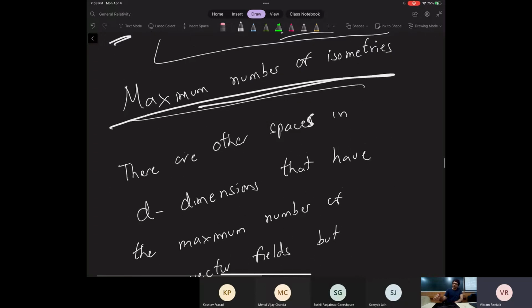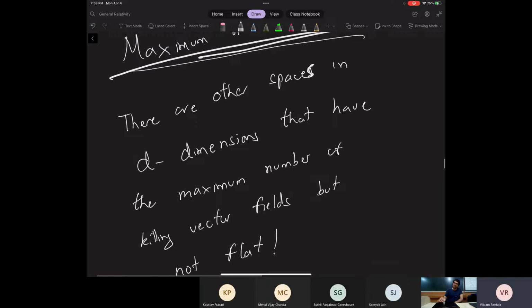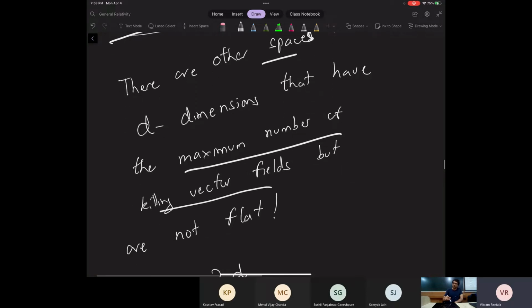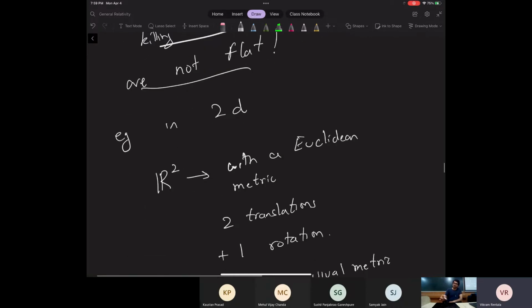Now it turns out that in D-dimensional spaces, there are other spaces that have the maximum number of Killing vector fields, but these other highly symmetric spaces are not necessarily flat Minkowski spacetime. So you can have other spacetimes which have many isometries. They have all these isometries, but they're not flat. Let me give you an example.